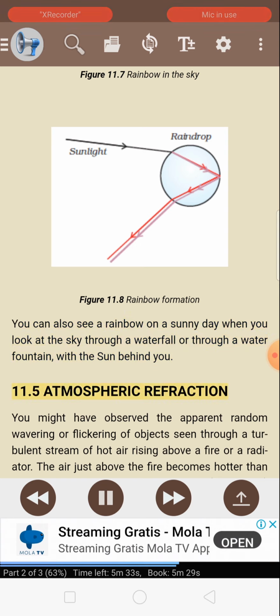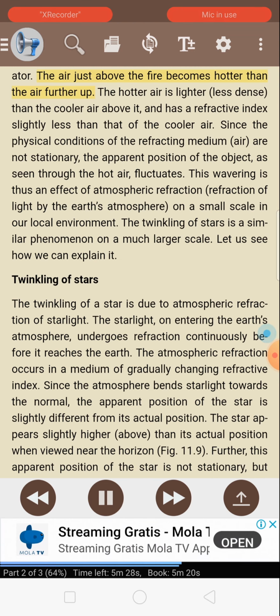11.5 Atmospheric refraction. You might have observed the apparent random wavering or flickering of objects seen through a turbulent stream of hot air rising above a fire or a radiator. The air just above the fire becomes hotter than the air further up. The hotter air is lighter, less dense than the cooler air above it, and has a refractive index slightly less than that of the cooler air. Since the physical conditions of the refracting medium, air, are not stationary, the apparent position of the object, as seen through the hot air, fluctuates. This wavering is thus an effect of atmospheric refraction, refraction of light by the Earth's atmosphere on a small scale in our local environment.